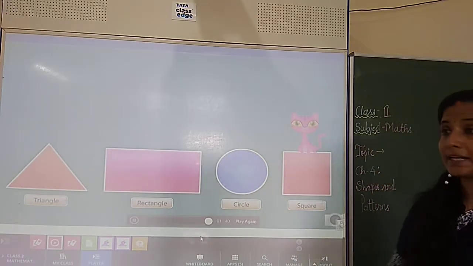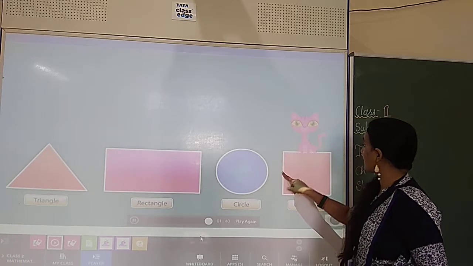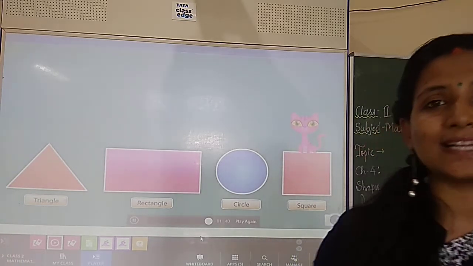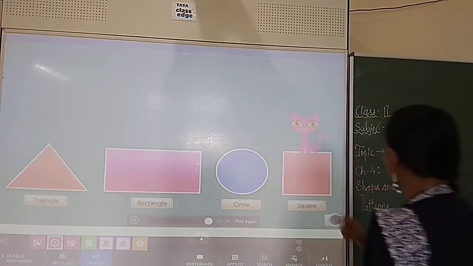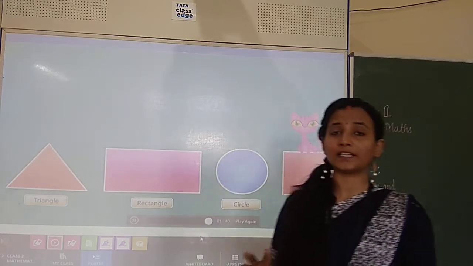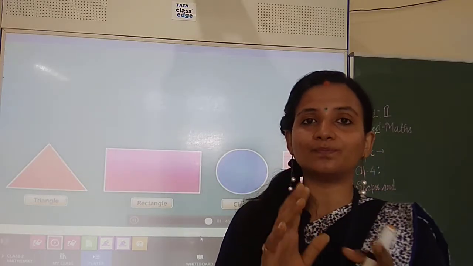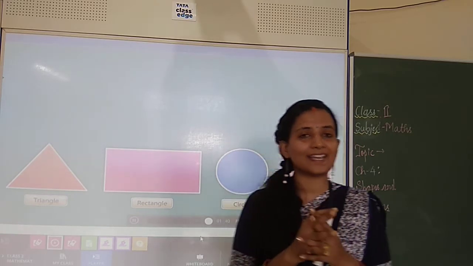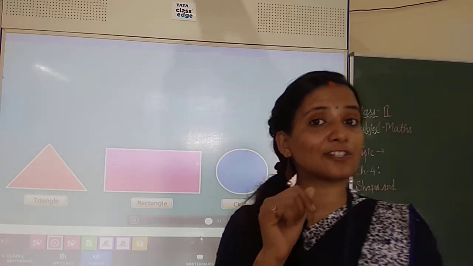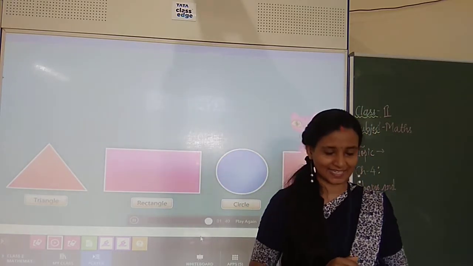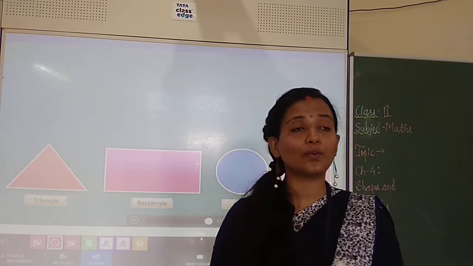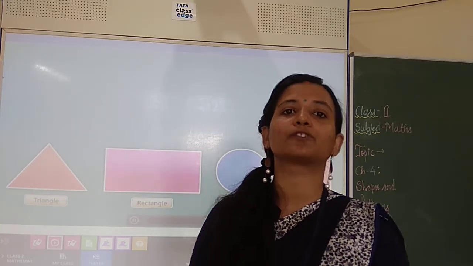But in the square, all the sides are equal. That's why that is a square. Okay? So, you have seen the Rubik's cube puzzle, a color puzzle. Yes, that dice. When you play Ludo, there is a dice. That is also the shape of a square only. So all that is related to square, and you will find more and more examples of these shapes.